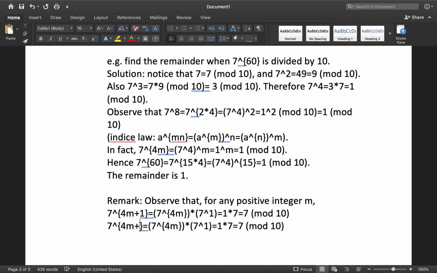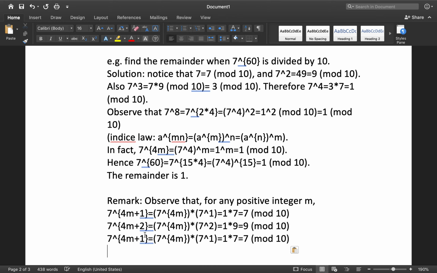Now 4m plus 2. Same index law, but now you have 7 to the power 2. Now 7 to the power 2, remember, after you take the congruence, is just 9. So everything now changed to 9. In fact, this is the pattern. So it's exactly 7 to the power 2. The 4m part is not very important, because it's just congruent to 1. So this is the property. Now let's have another one. For example, we have 4m plus 3.